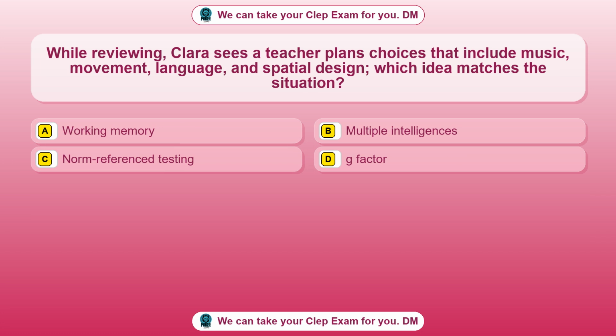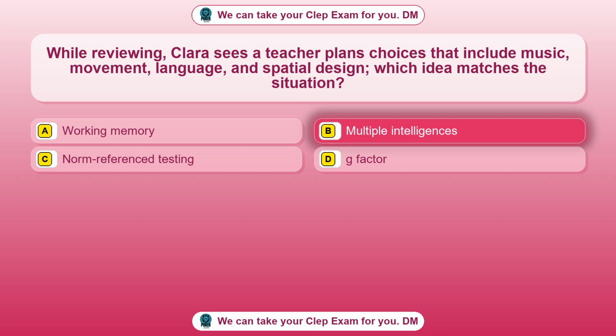Question 24. While reviewing, Clara sees a teacher plans choices that include music, movement, language, and spatial design. Which idea matches the situation? Option A, working memory. Option B, multiple intelligences. Option C, norm reference testing. Option D, G factor. The correct answer is option B.